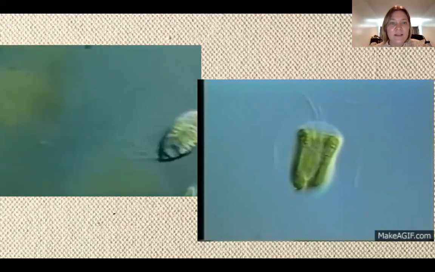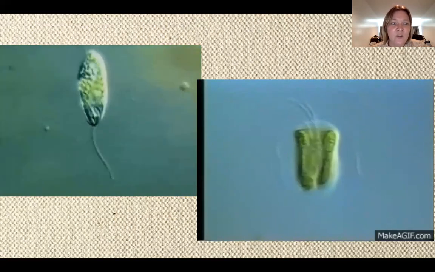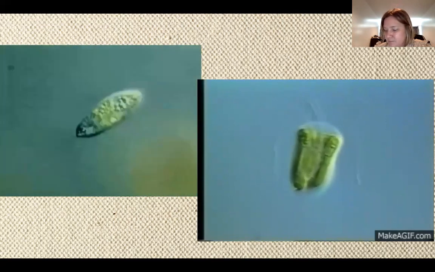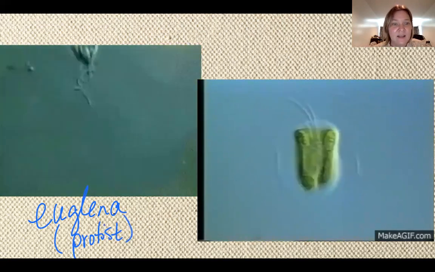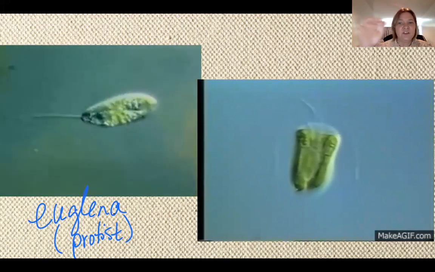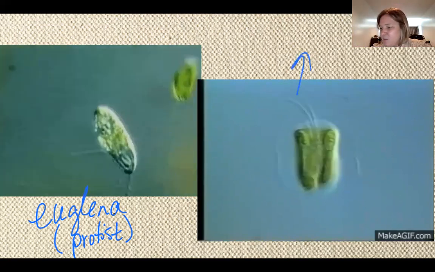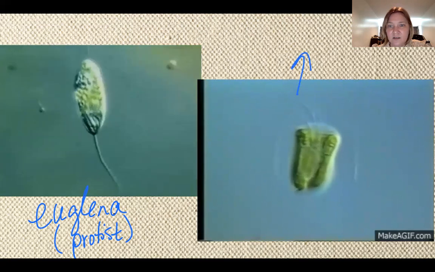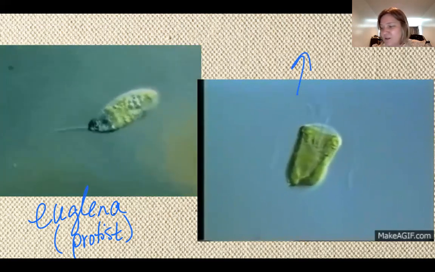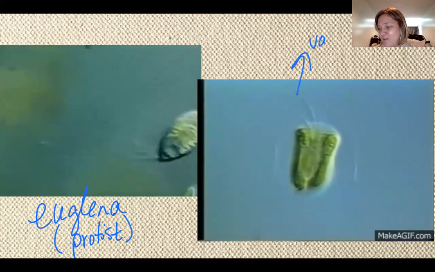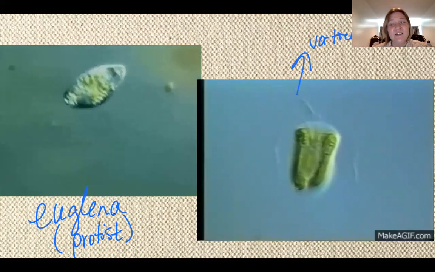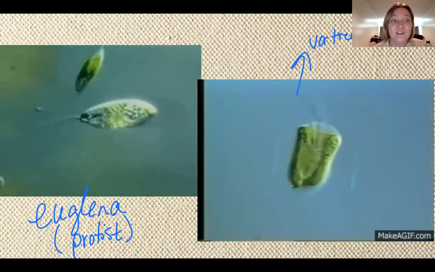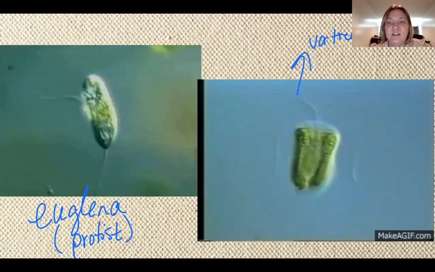So on the left-hand side, you see an organism called a euglena. Again, this is a protist, just like the paramecium and the amoeba. And you see how the flagella kind of whips around. And this one, I think, is Vorticella? Or maybe not. I don't know. It's another protist. It might be Vorticella, but I don't think so. Anyway, it doesn't really matter. I'm just using them to show you what a flagella looks like. Anyway, so they use it to move around.